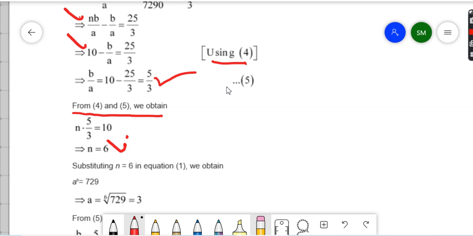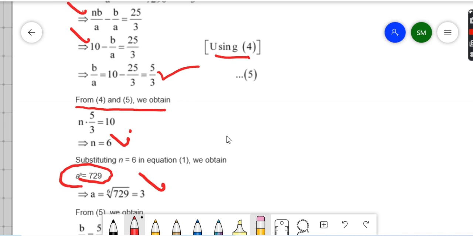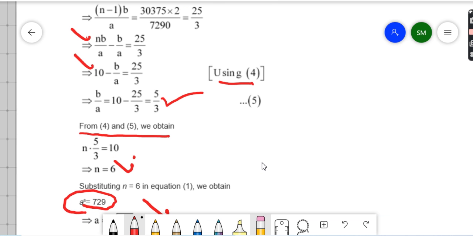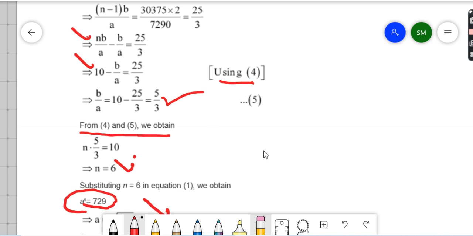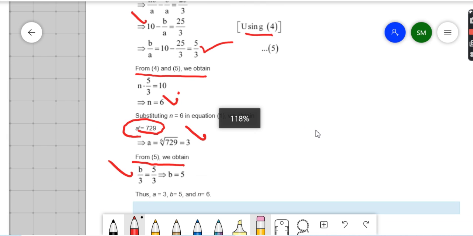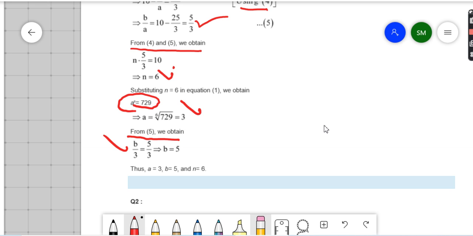Once the value of N is obtained, A^N is equal to 729, so A^6 is equal to 729. So you will get A is equal to 3. Now from equation number 5, B by A is equal to 5 by 3, and A equal to 3, so you will get B is equal to 5. So this is your solution of the big question.